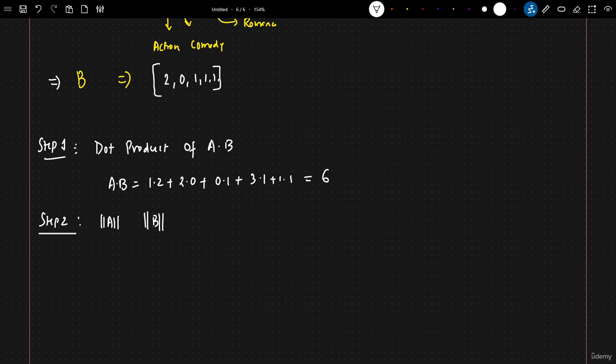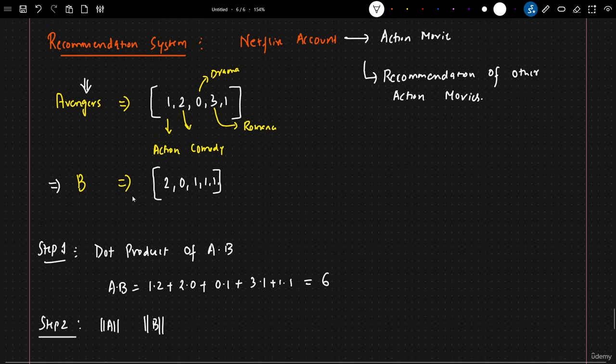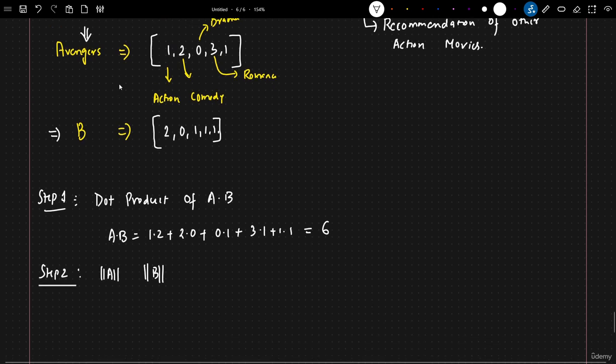So just be patient. In the upcoming sessions we will discuss this, but just to show you how things specifically work, I will take one example to show what the formula will be. With respect to the magnitude of A, if I consider Avengers as A and B is my other movie, I will do the calculation by applying a formula which is the Euclidean norm.